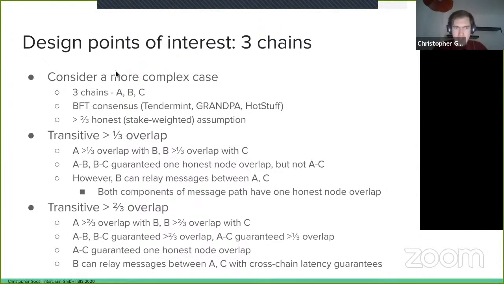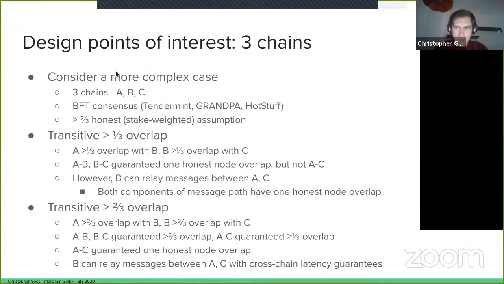Again, they're running BFT consensus. Again, we have the same 2/3 honest assumption. If we have the 1/3 overlap between the 2 chains, we have a 1/3 overlap between A and B and a 1/3 overlap between B and C. The pairs AB and BC are guaranteed overlap with one honest node, but A and C, of course, are not. However, B can relay messages between A and C. And if we're using a message relay path which incorporates this information about overlap, then we can sort of recover the guarantees we got from the simplified case of 2 chains, even in the case of more chains, when the ends of the path, as it were, don't necessarily have this amount of overlap.